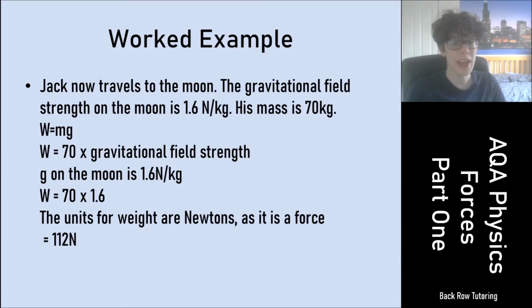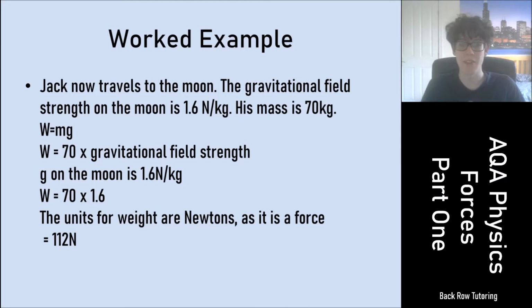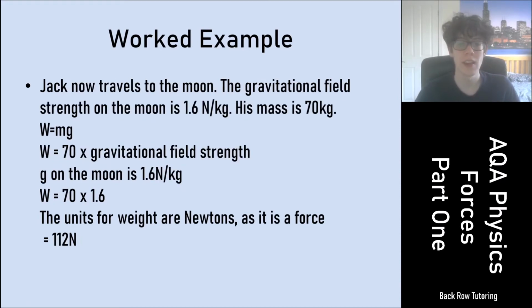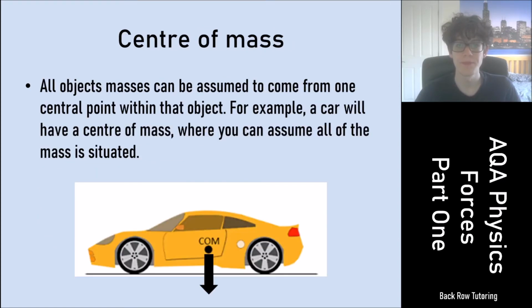Well, W is equal to mg from the last question and from the equation that we've just learned. So W is equal to 70 multiplied by gravitational field strength. So gravitational field strength on the moon is 1.6 newtons per kilogram. So 70 multiplied by 1.6, well, that's 112. The units for weight are newtons, as it is a force, so our final answer is 112 newtons. So his weight on the moon is 112 newtons, which is much less than 686 newtons, which is what it was on Earth.